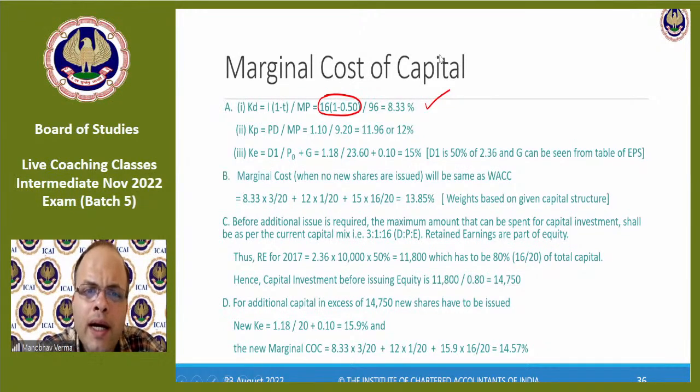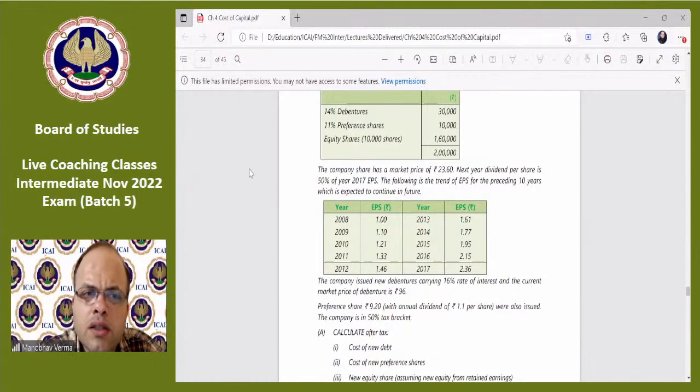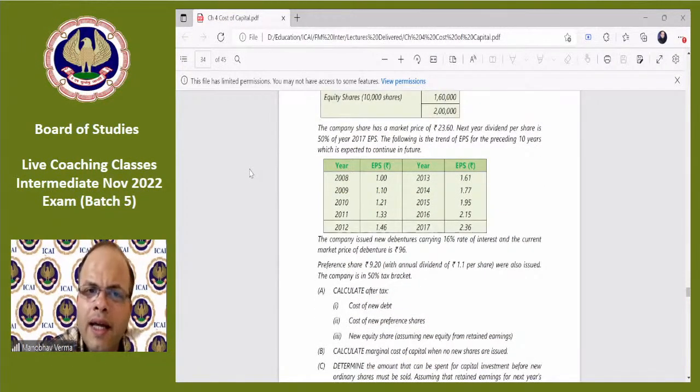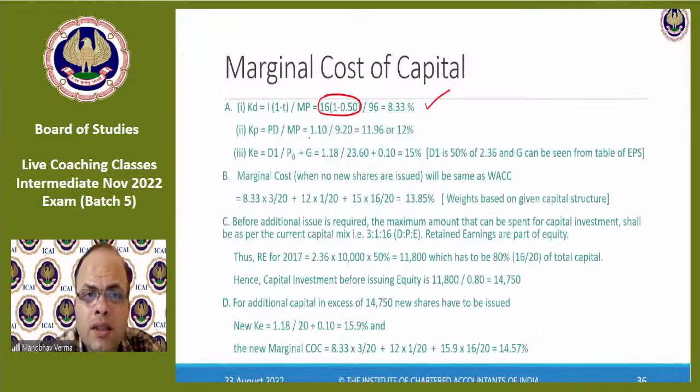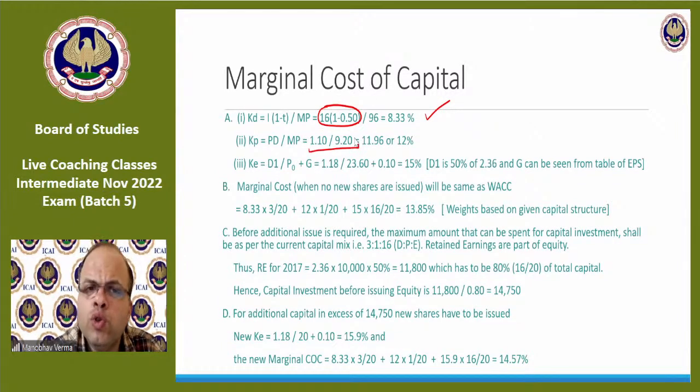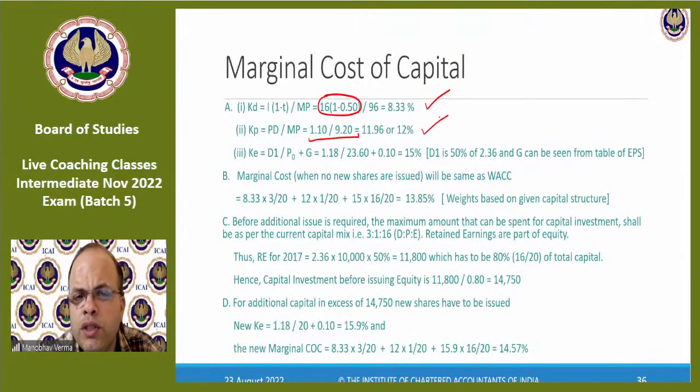Other information which is required as second part is cost of new preference shares. In the cost of new preference shares, again, we have a preference dividend of 1.1, 9.2 is the market price. But the point is, there is no tax benefit available on preference dividend. So we are talking about 1.1 upon 9.2. That's what we are doing. So we are talking about 11.96 or rounding off to 12%. So cost of preference is also fine with us.